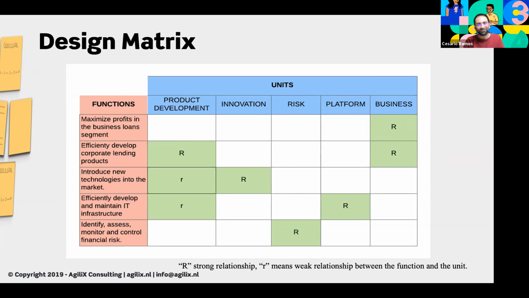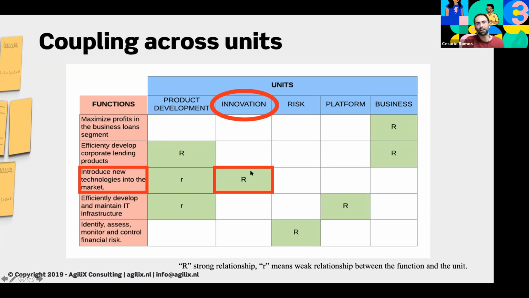Okay. Cool. So we were talking about this matrix. These strange R's here just mean that if you look at innovation, that unit's responsibility, their function, is to introduce new technologies into the market, which is a good thing. And you can see that they are highly dependent upon that. So there's a strong relationship. That's the R in the middle.